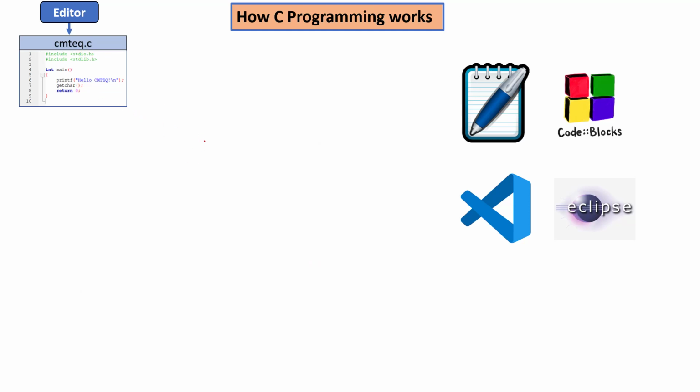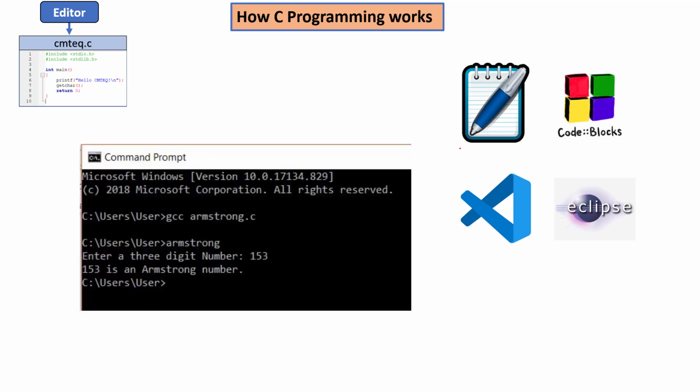So after writing your source code and saving it as a .c file like CMTEQ.c here, you need to compile it. The compilation is done by your IDEs. These ones here have built-in compilers. You may also compile your C source code using the Windows command line.